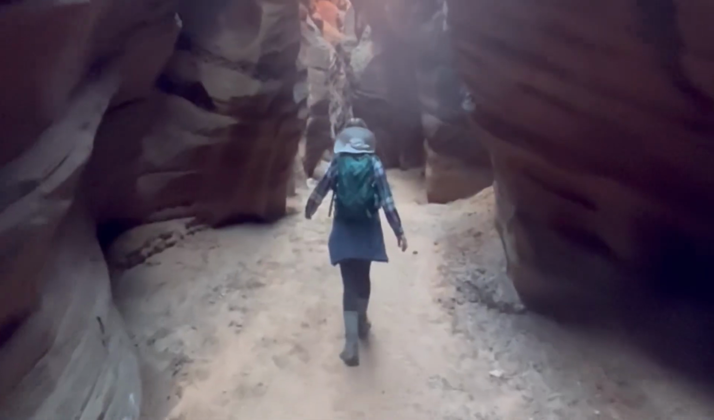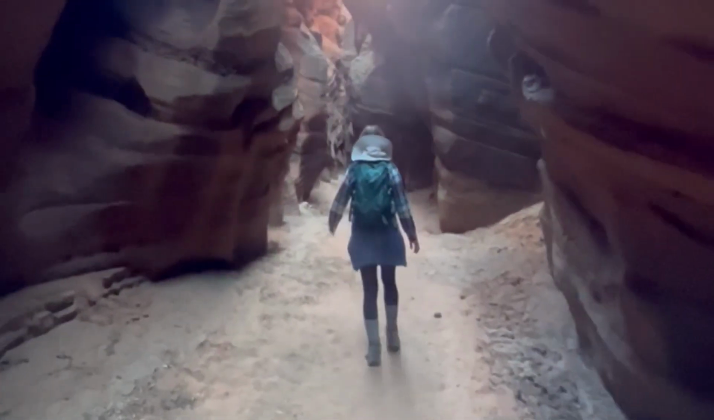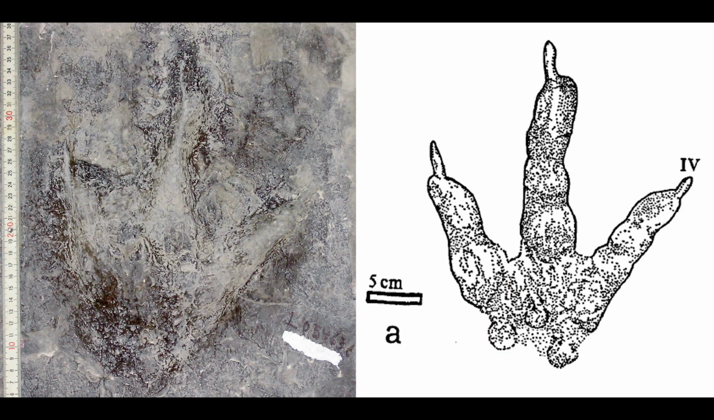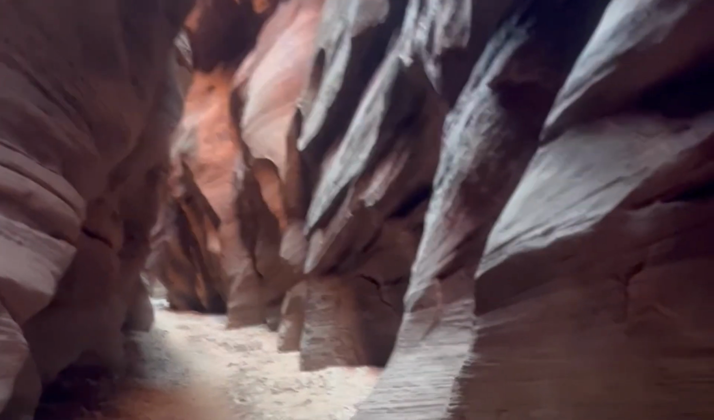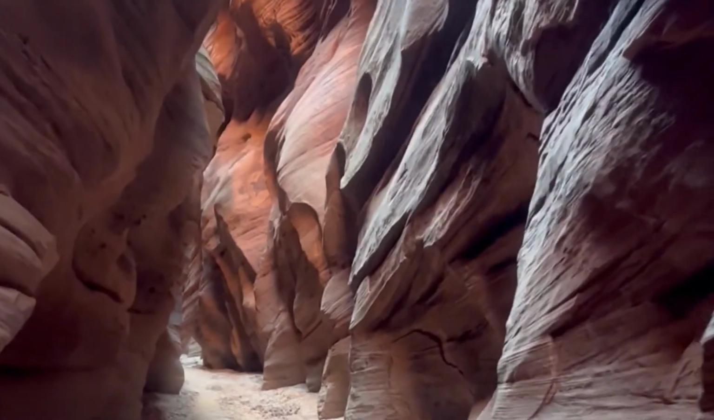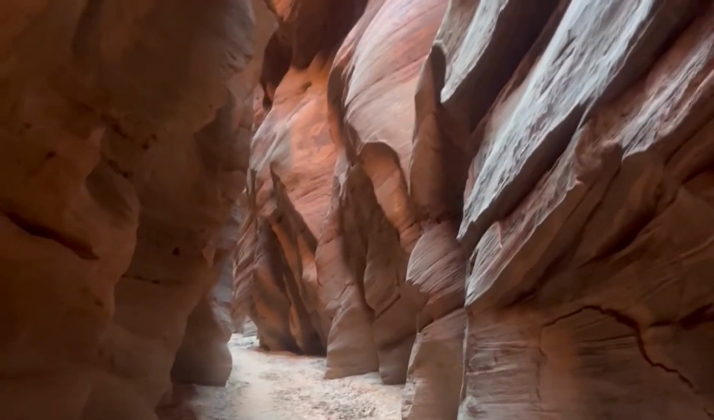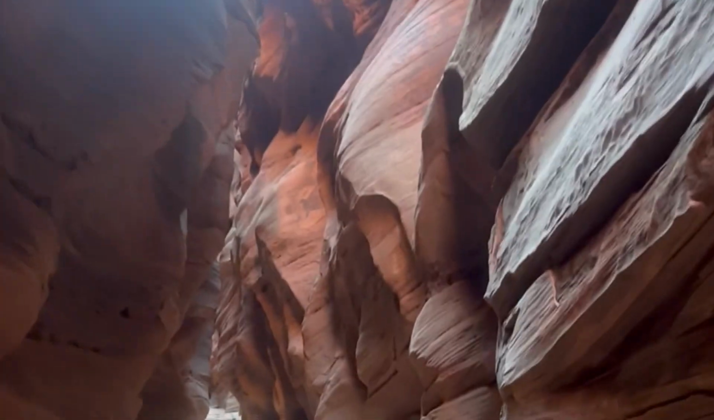If you're lucky, within the sandstone, you might see traces left behind by burrowing insects and small dinosaurs from when the sandstone was still sand dunes. These traces are called ichnofossils, which are important in determining environmental conditions of ancient times.